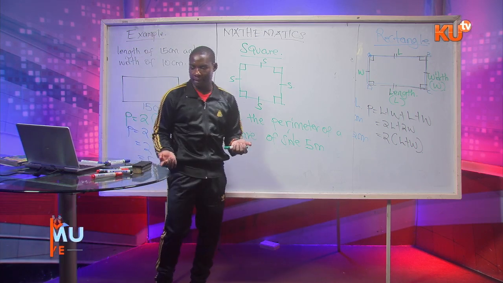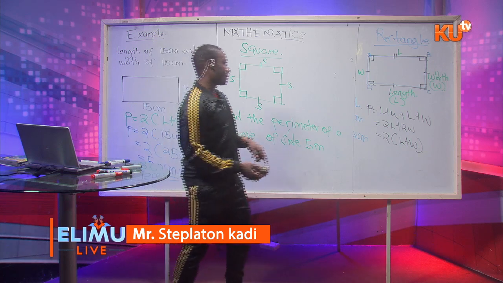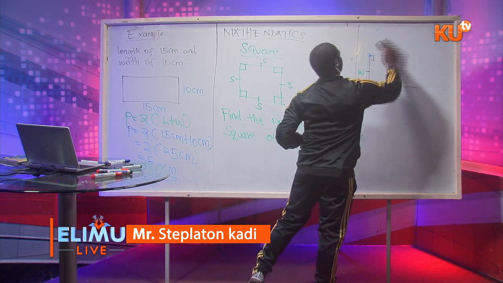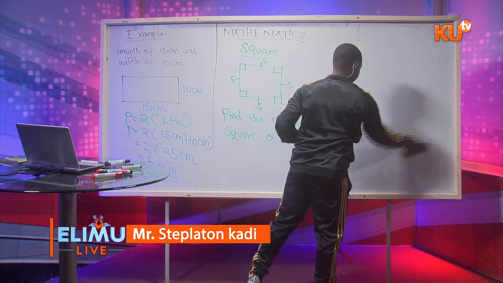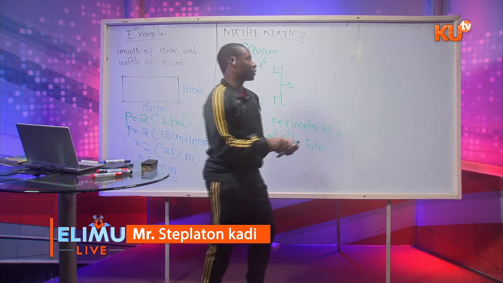So the first thing is to always draw. So we draw the square. So we come here and draw the square. So the first step is to draw the square.